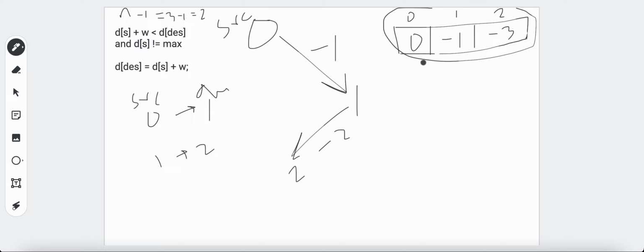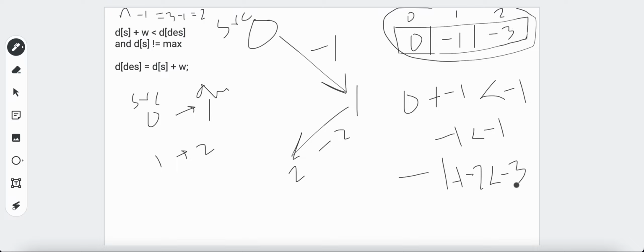Again, distance of source 0 plus weight minus 1 is less than minus 1? 0 plus minus 1 is minus 1. Is minus 1 less than minus 1? No. Okay, now this place: minus 1 plus minus 2 is less than minus 3? No. 0 plus minus 1 will be minus 1. Yes, that's fine.